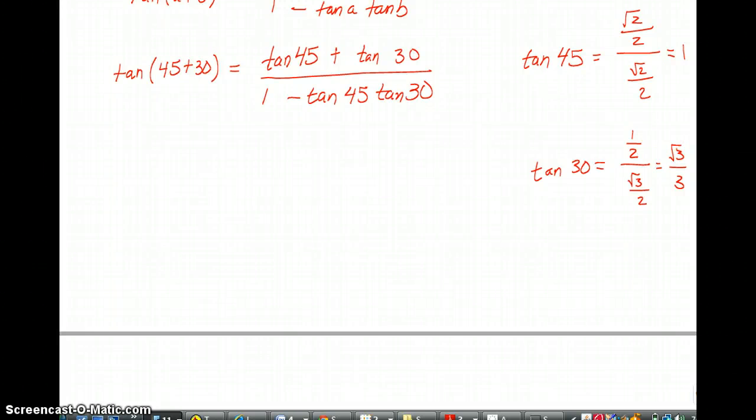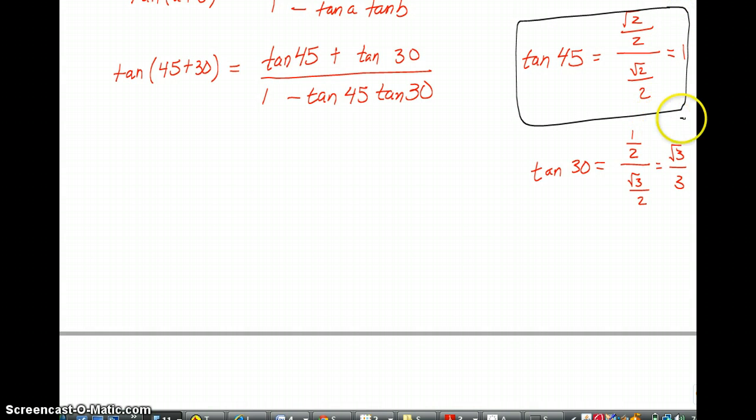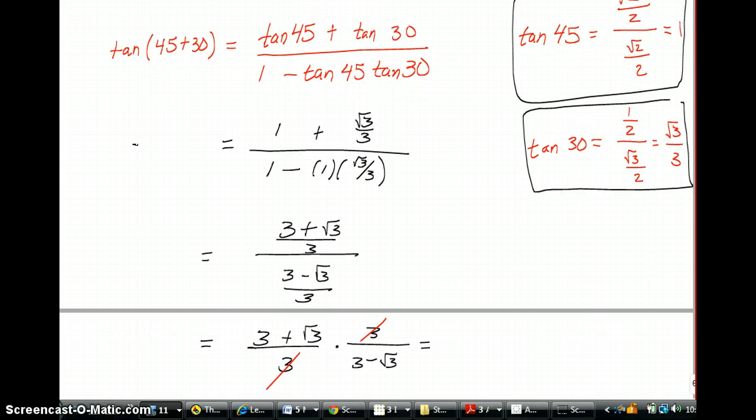Alright, first let's point out that the tangent of 45, we need to find out its value. Tangent is the sine over the cosine, and both of those are the same for 45 degrees. We will get a value of 1. For the tangent of 30, that would be the sine over the cosine, and once you rationalize it, root 3 over 3. Let's go ahead now and substitute those values. Now you can see the substituted values into the formula, and in this line here we have simplified the numerator and the denominator.